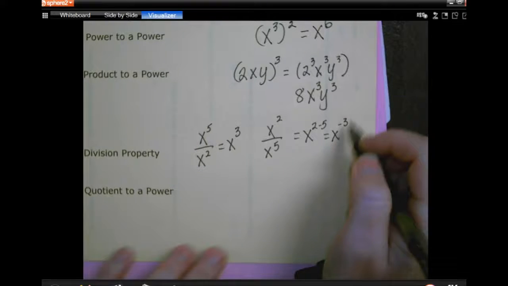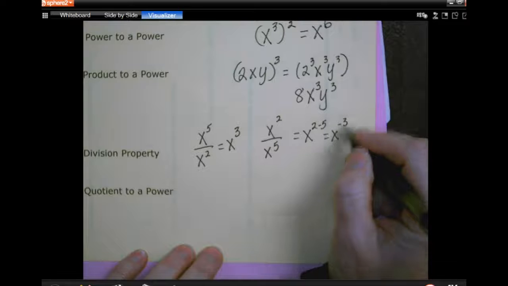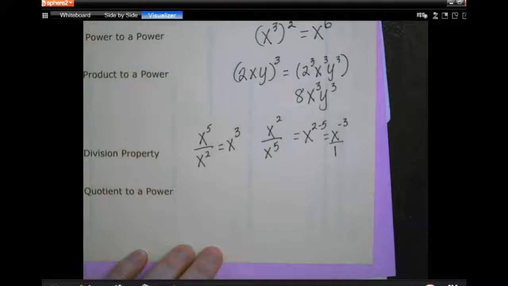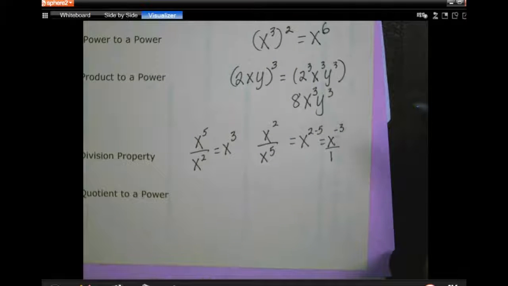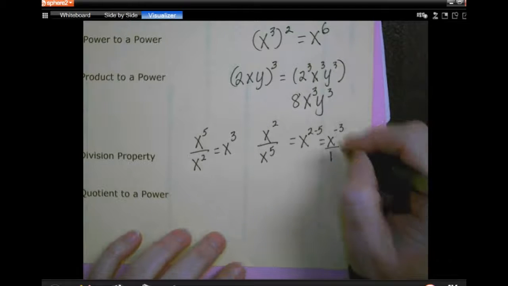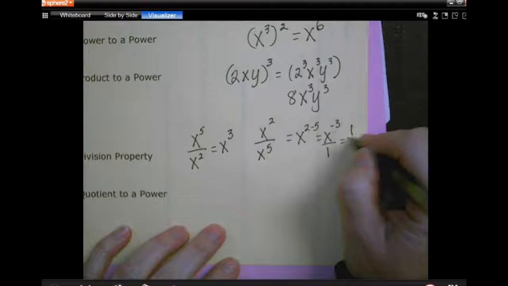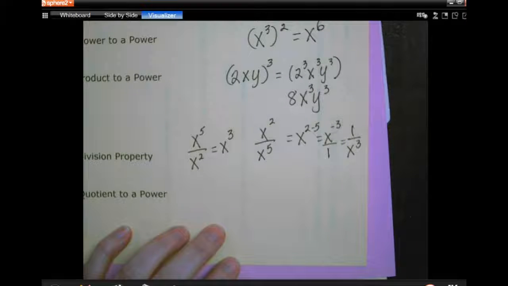So if you have a negative, this is like x to the negative 3 over 1, right? The negative 3 means wherever it is, and in this case it's on top, wherever the negative is, you have to move it to the other. So I'm going to move this down, so I get 1 over x to the third, and it would become positive.